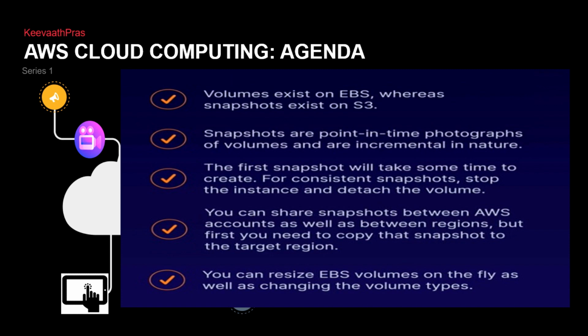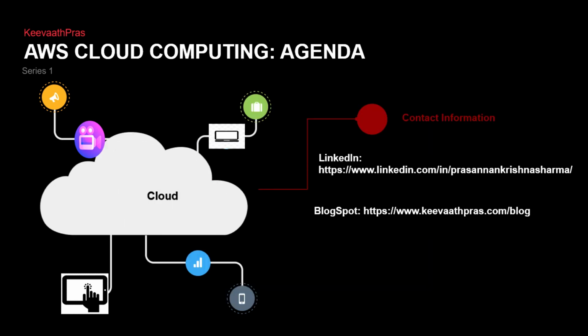You can share snapshots between AWS accounts as well as between regions, but you need to first copy the snapshot into the target region, which is what I showed you. You can resize the EBS volumes on the fly as well as change the volume types, which also I showed you. I trust you have enjoyed this lecture.